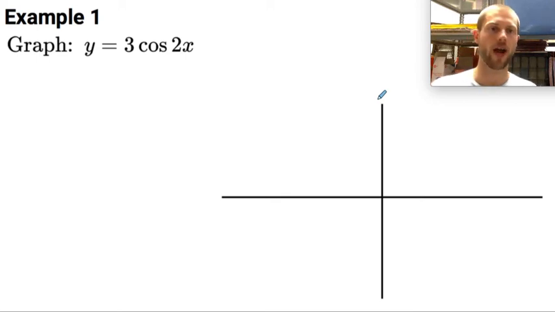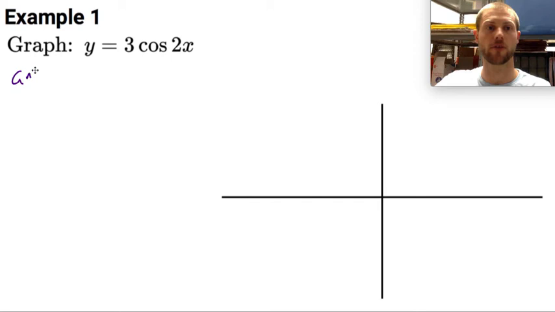In this example, we're going to graph y equals 3 times the cosine of 2x. The process is a lot like graphing our sine functions. As long as we remember the general pattern is a little bit different, we're starting at a maximum instead of a minimum, that is the only thing that's changed in the process.